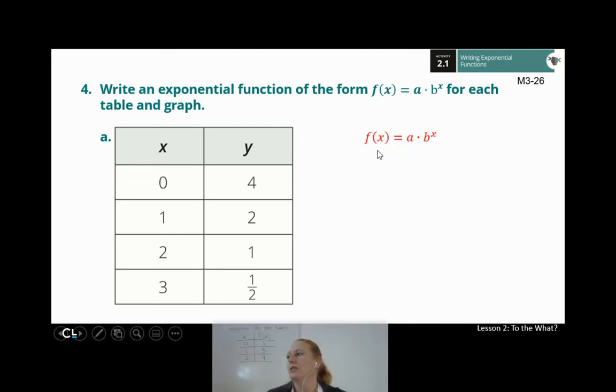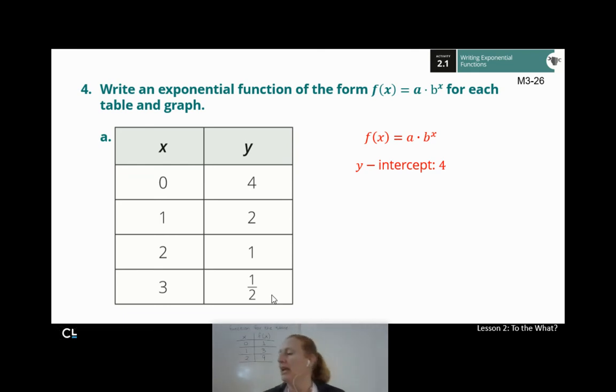All right, so we know it's f of x equals a times b to the x power. I know a is the y-intercept. Here's my 0, so my y-intercept is 4. b is the common ratio. Well, I went from 4 to 2 to 1 to a half. Oh, I'm cutting it in half, aren't I?